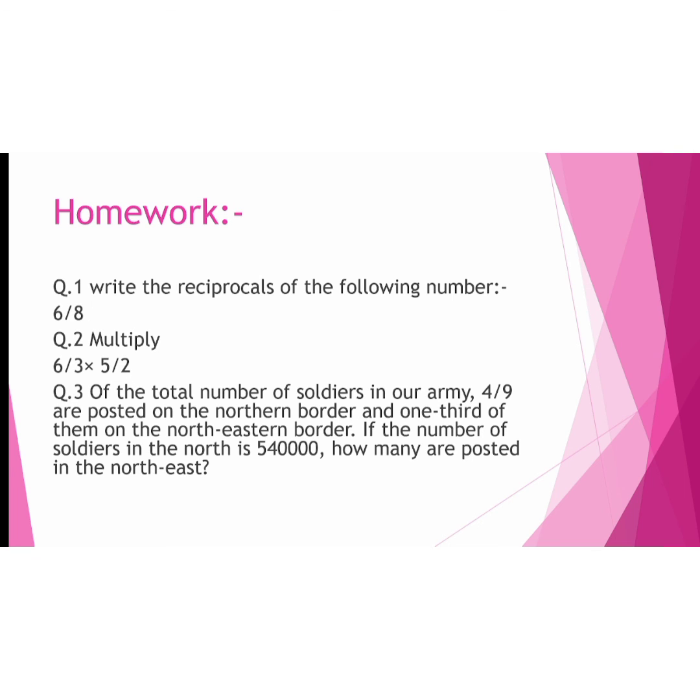You will solve whatever the questions are given in this slide. So first question is write the reciprocal of the following number, that is 6 upon 8. Then second question is multiply 6 upon 3 by 5 upon 2. And the third question is, of the total number of soldiers in our army, 4 by 9 are posted on the northern border and one third of them on the northeastern border. If the number of soldiers in the north is 5,40,000, how many are posted in the northeast? So you will do this homework in your notebook. Okay, students? So thank you.